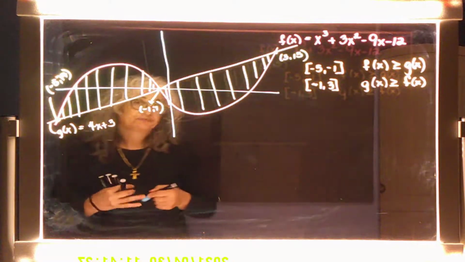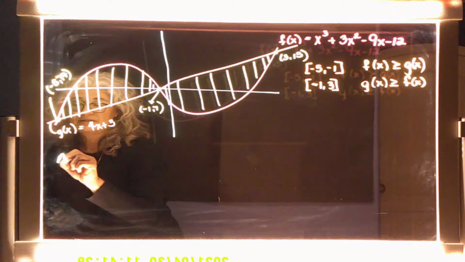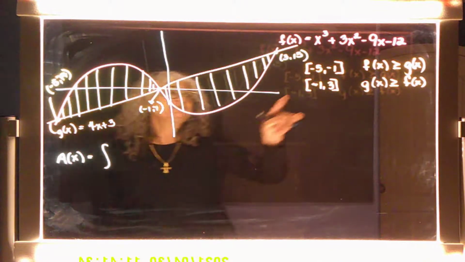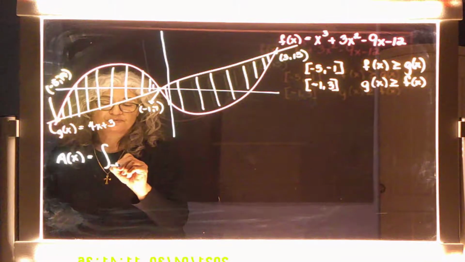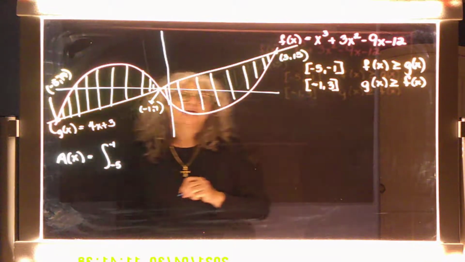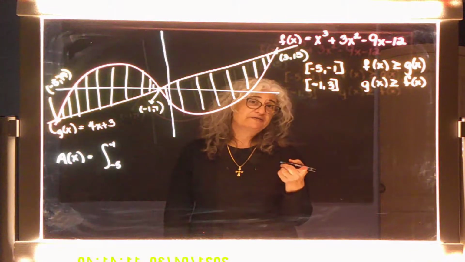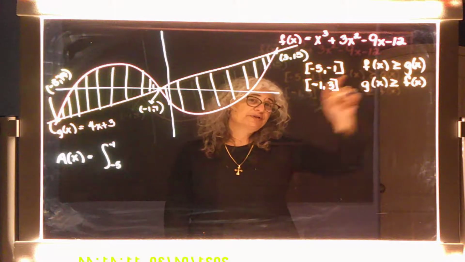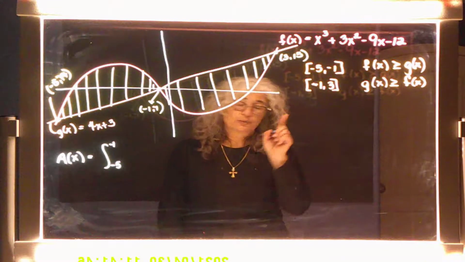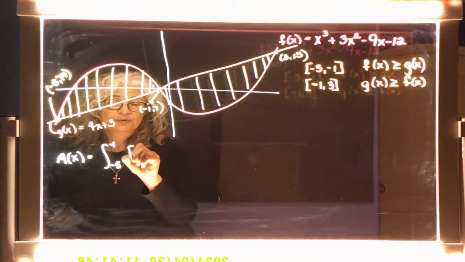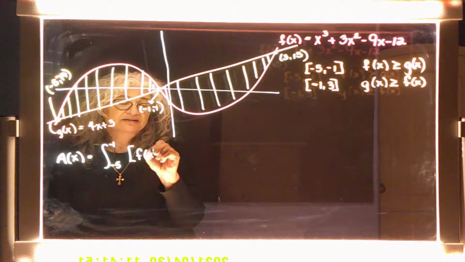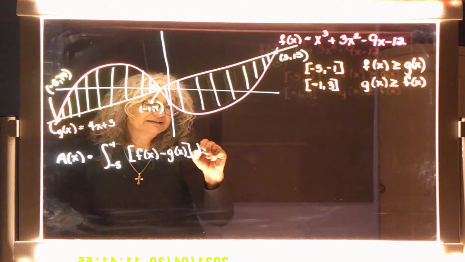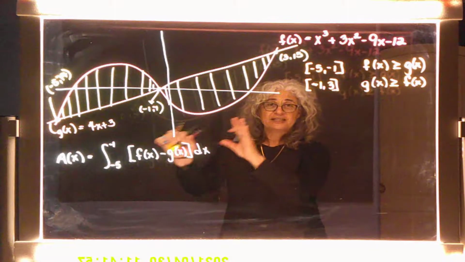So here's how we're going to find the area between these two graphs. My first interval from -5 to -1, I'm going to take the integral from -5 to -1. Now, f of x was greater than or equal to g of x, right? Which means I am going to take f of x and I'm going to subtract g of x dx in order to find that area.